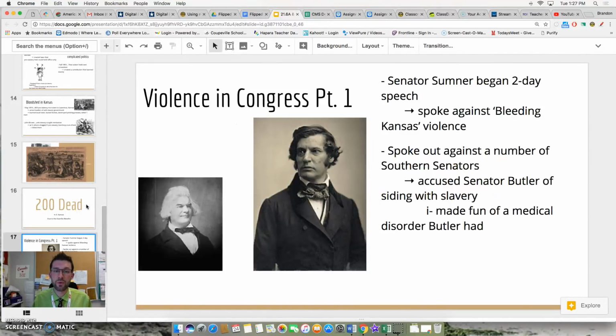Well, bloodshed in Kansas wasn't enough. Now we have to talk about the violence in Congress. After all this was happening in Kansas, Senator Charles Sumner of Massachusetts, this man right here, began a 2-day speech in which he denounced the crimes against Kansas. He spoke against bleeding Kansas violence. And after the raid in Lawrence, which was the first terrible thing that happened in Kansas, he called out and spoke against a number of Southern senators. One of those men was Andrew Butler of South Carolina.